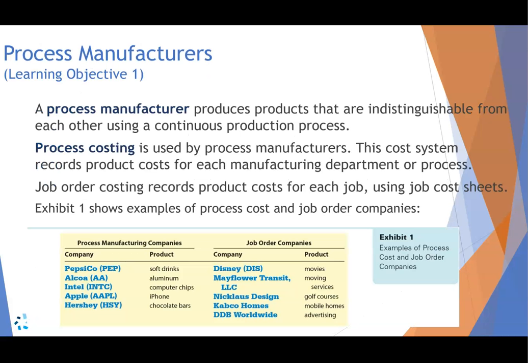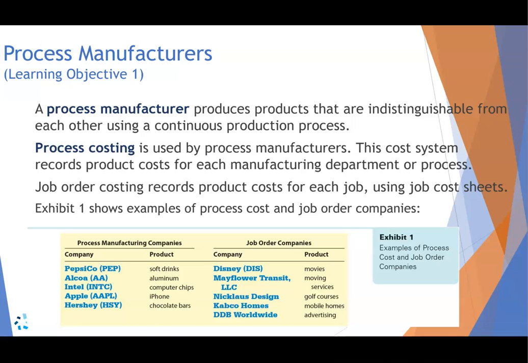A process manufacturer is going to produce products that are in bulk and are pretty much indistinguishable from one another. Process costing is the method of costing used by these manufacturers. This system records the product cost for each manufacturing department or for each process. Job order costing records product costs for each job, and they use job cost sheets.